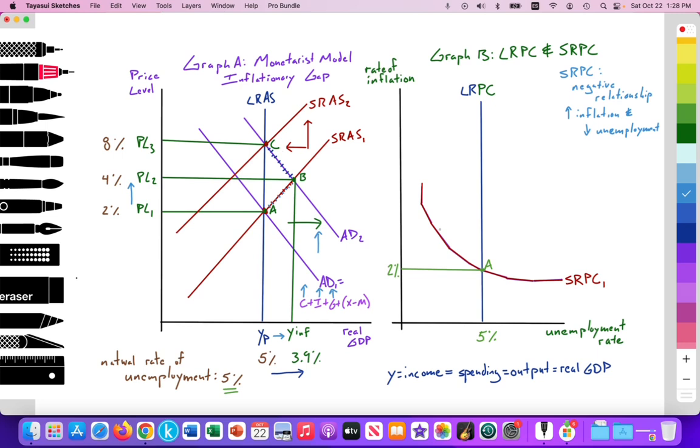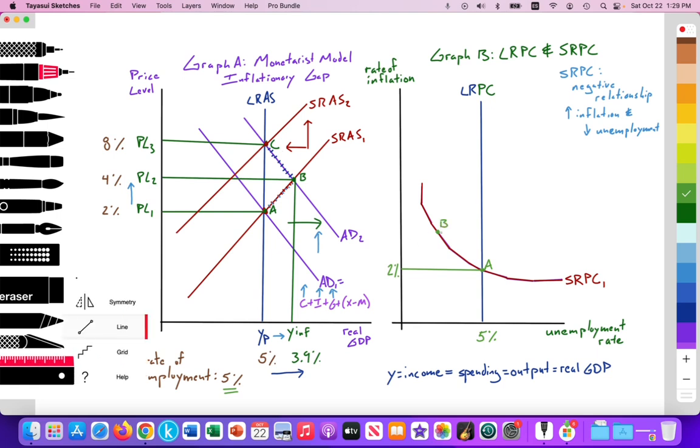So that would mean a movement along the short-run Phillips curve. This short-run Phillips curve is showing that negative relationship. Rate of inflation on the y-axis, rate of unemployment on the x-axis. So that would take us to a point here, point B, let's say. At point B, we see inflation rising from 2 to 4%. As we see here, PL rising from PL1 to PL2, 2 to 4%.